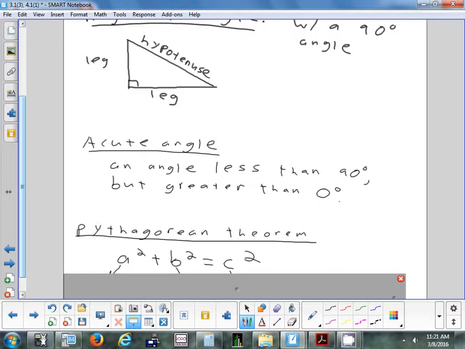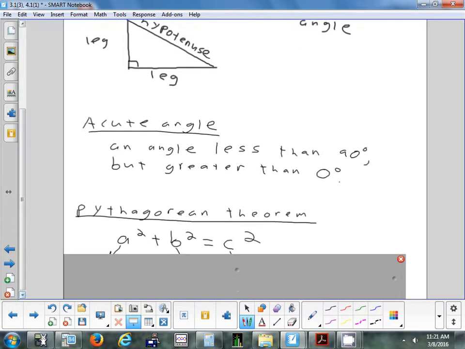Now, can you explain what these a, b's, and c's are? Because I don't have those on the board anywhere yet. The first leg on the left, that would be A, like on the triangle. The second leg on the bottom would be B, and the hypotenuse is C.